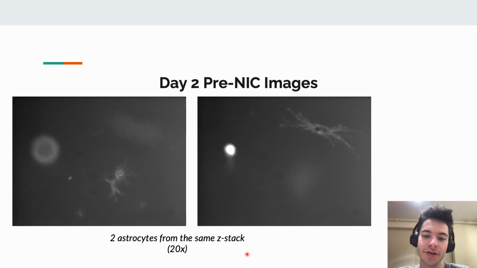So needle-induced cavitation was done on the gels 2 days after the cells were seeded to give the cells a bit of time to just get used to being in the gels and make sure that they were comfortable and able to grow. As you can see from these day 2 pre-NIC images, there's a lot of projection growth over here. And these are 2 astrocytes from the same Z-stack, which pretty much just means that these are 2 astrocytes on different layers and different levels inside the gels. There's a lot of healthy growth going on here, and we could see that these cells were definitely comfortable with the gels and ready to experience the NIC.